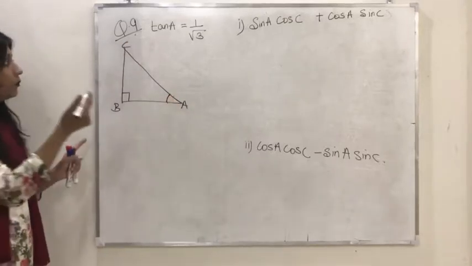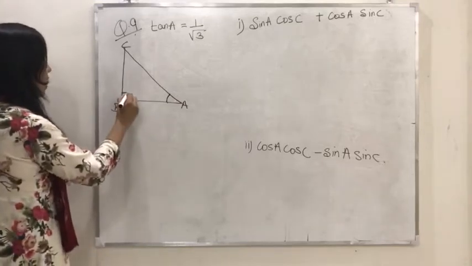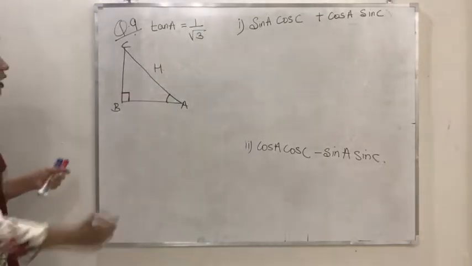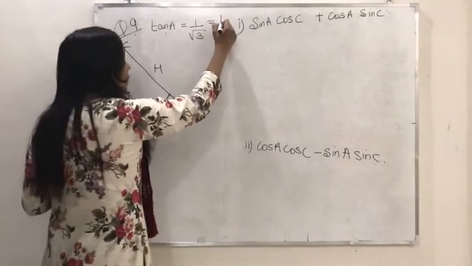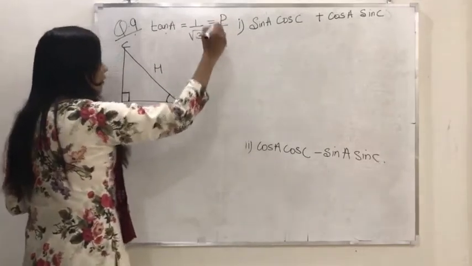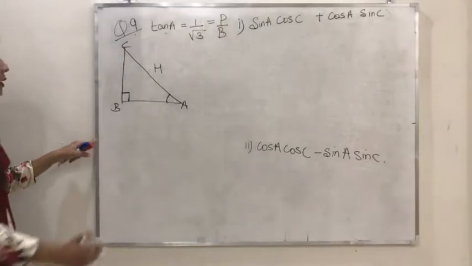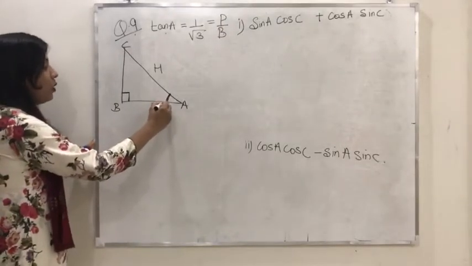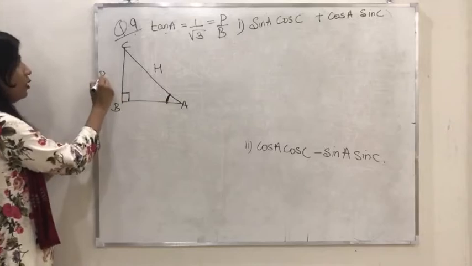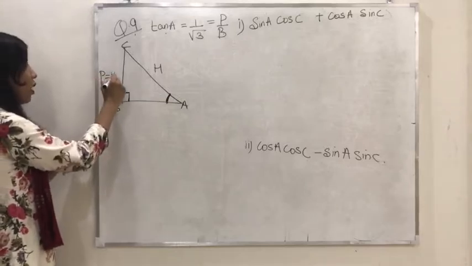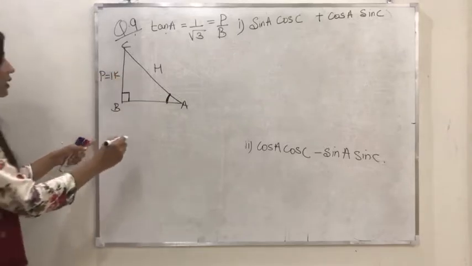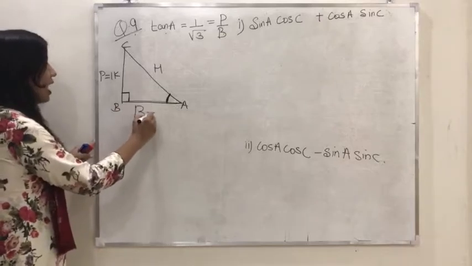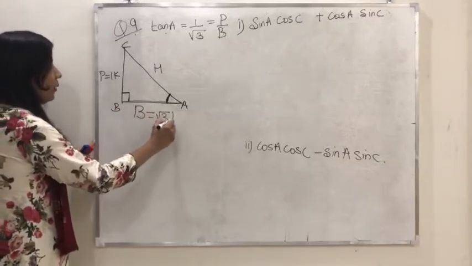So this is my 90 degree angle. This will be my hypotenuse. So what is tan? Tan is perpendicular upon base, right? So what will be my perpendicular? The side opposite to angle A will be my perpendicular. So my perpendicular is 1K and the adjacent side to angle A will be my base. That will be root 3K.